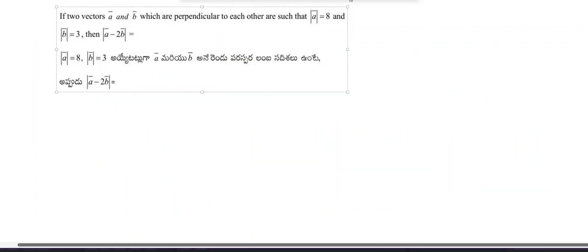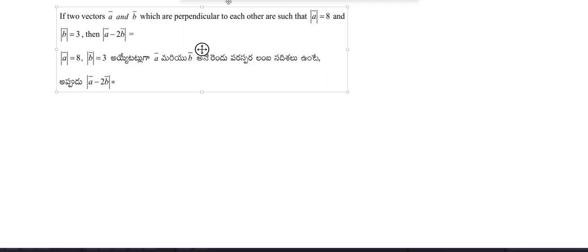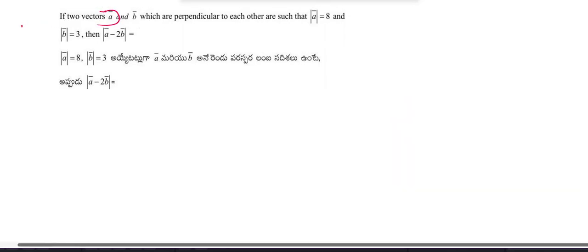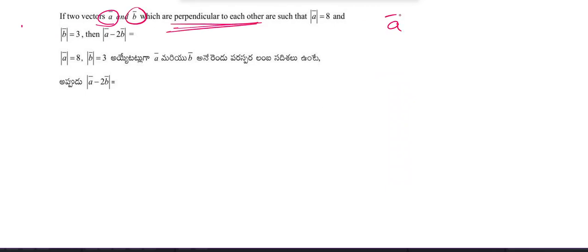This is the next question from vectors. Two vectors a bar and b bar are given which are perpendicular to each other. Perpendicular means a bar dot b bar is equal to 0, and mod a bar is 8 and mod b bar is 3. Then find mod of a bar minus 2b bar.